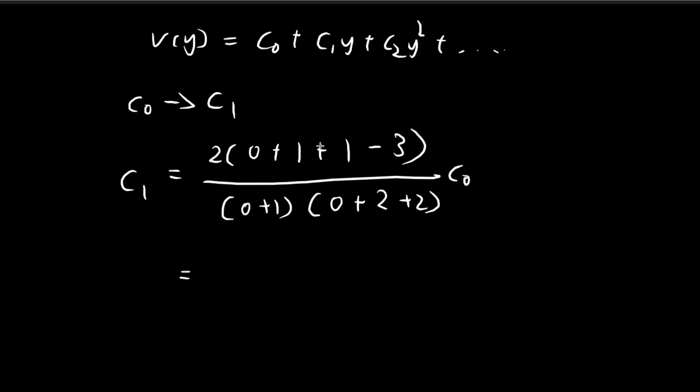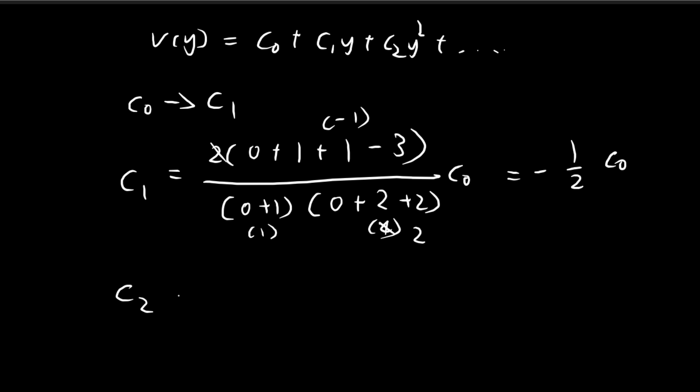And then of course we can simplify some of these terms. You have 2 minus 3, so this is just negative 1, and you have a 1 over here, and then you have a 4, so these obviously cancel out, so we have negative 1/2 c0. So now we have defined c1 in terms of c0.